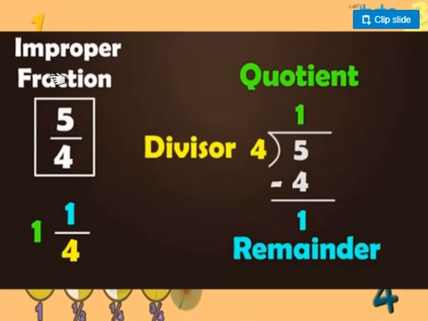Now I will tell you after dividing how to arrange the result as a mixed fraction. The denominator stays the same. Over here the denominator was 4, so simply we will put the denominator over here. The quotient, 1, would be the whole number, and the remainder, which is 1, would be the numerator. Understood?